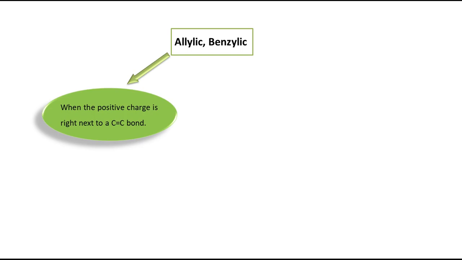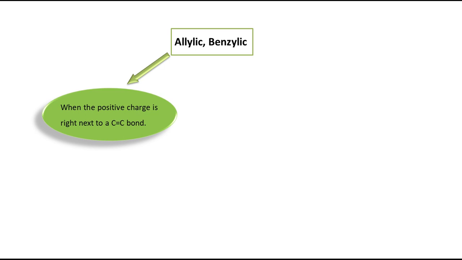Now what about allylic and benzylic? In the case of allylic and benzylic, with respect to the C plus, if you consider the alpha position, you will see there is a C=C double bond. If it is a simple C=C double bond, it will be allylic. If it is a C=C double bond of a benzene ring, it will be benzylic. So for allylic, the definition you can say is that when the positive charge is right next to a C=C double bond, then it will be allylic.